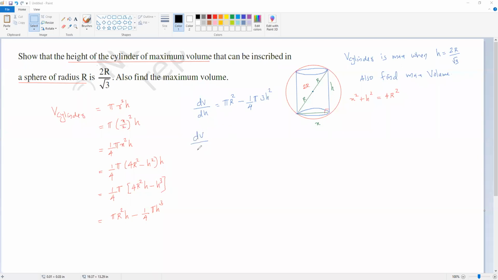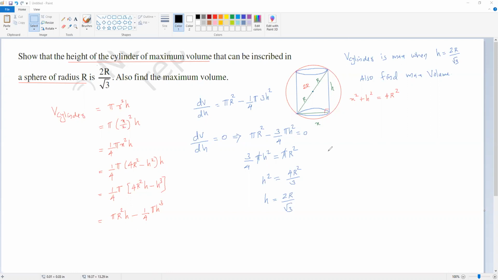So now dv by dh is equal to 0 implies pi r square minus 3 by 4 pi h square is equal to 0. That means 3 by 4 pi h square is equal to pi r square. So pi दोनों साइड से कट हो जाएगा. So h square is equal to 4r square divided by 3. So आपको मिलेगा h is equal to 2r divided by root 3.